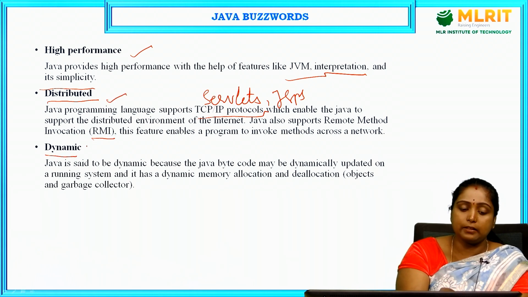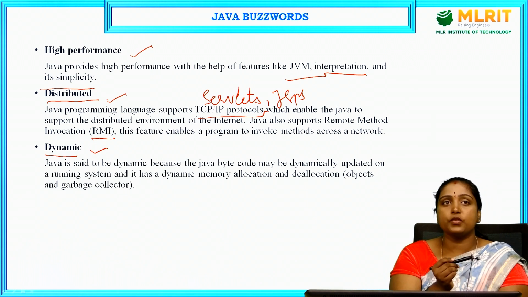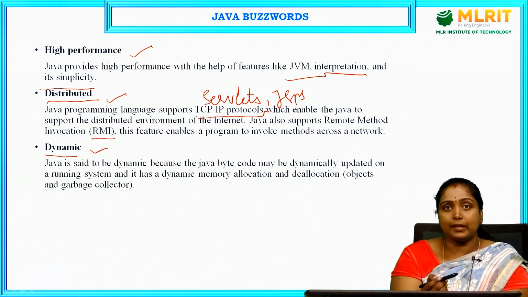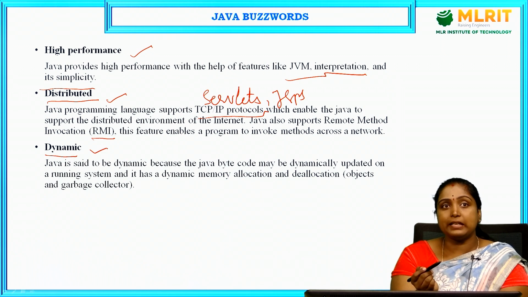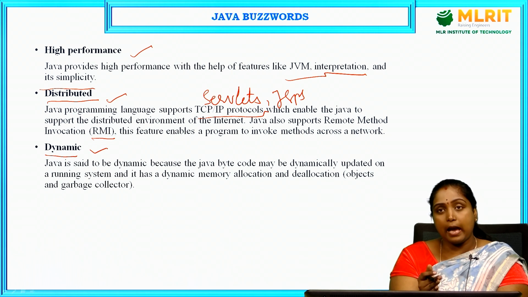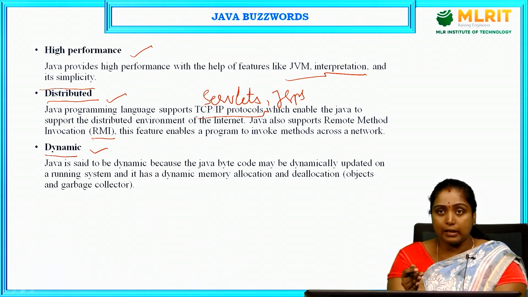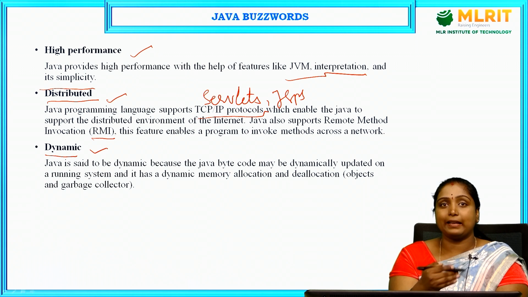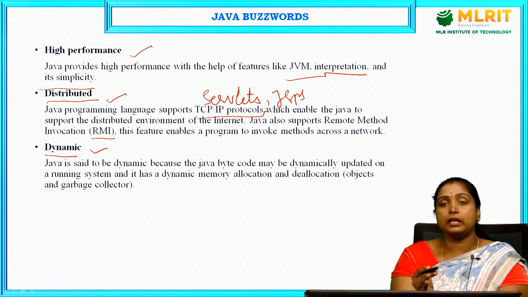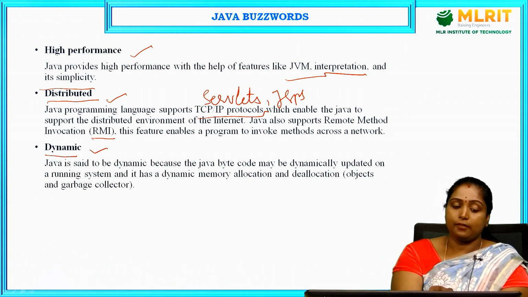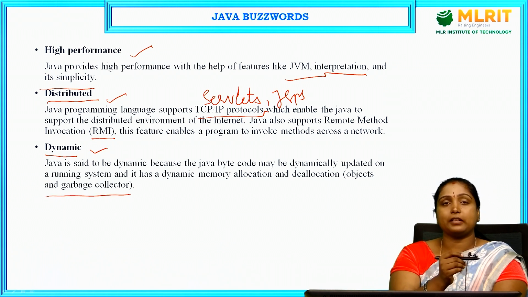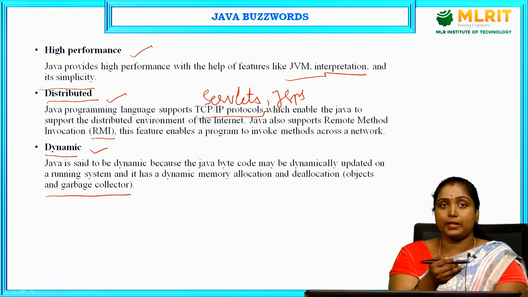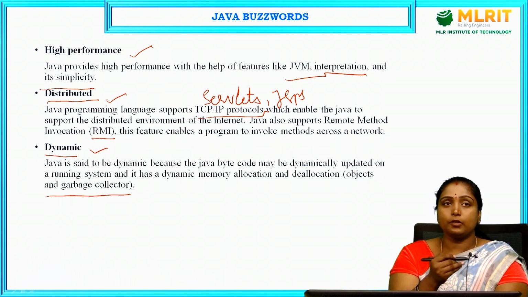Java can be said to be dynamic. It is one of the features. Java bytecode may be dynamically updated on running systems. You can dynamically allocate and deallocate memory for objects. Whenever you allocate memory dynamically, it won't affect the other parts or processes of the program. As we have seen with robustness, the garbage collector automatically deallocates whatever objects you created dynamically. So dynamic is one of the best features of Java.